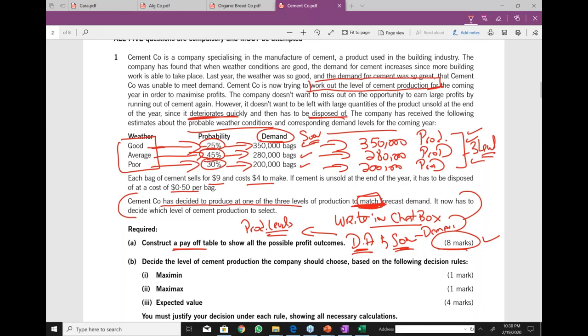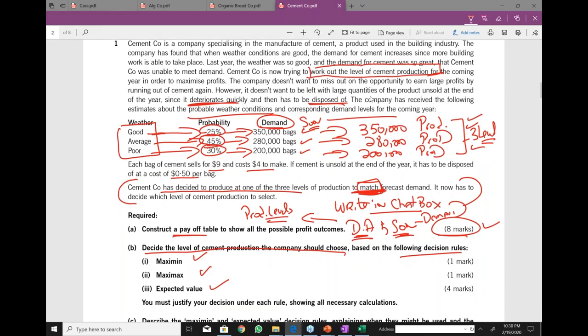Decide the level of cement production. Decide the level of cement production that the company should choose based on the following decision rules. The decision rules are maximax, maximin, and expected value. And along with that, it says you must justify your decision under each rule, showing all the necessary calculations.